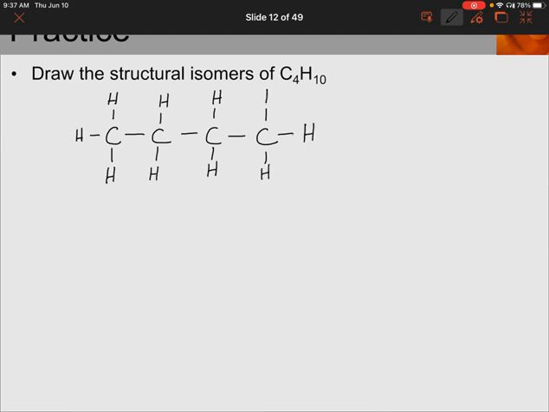And let's just count our hydrogens to make sure that we have the right number. So there's 3 plus 2, which is 5, plus 2 is 7, plus 3 is 10. So we've got 10 hydrogens. Perfect. Now, is there any other way that we could arrange these atoms? So see if you can figure out a structural isomer for C4H10. And you can pause the video, and then when you're done, we'll go over it together.